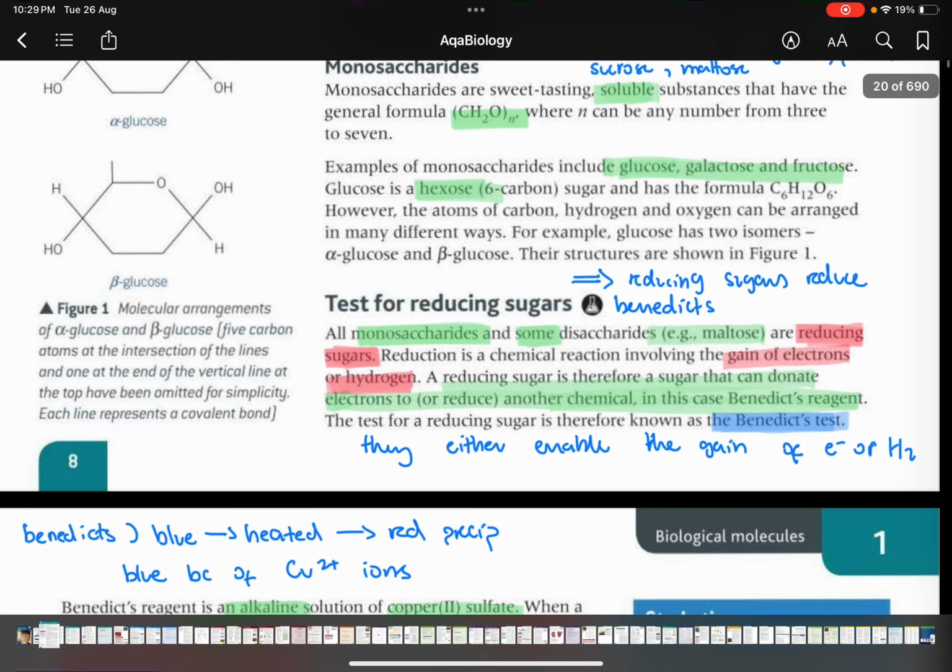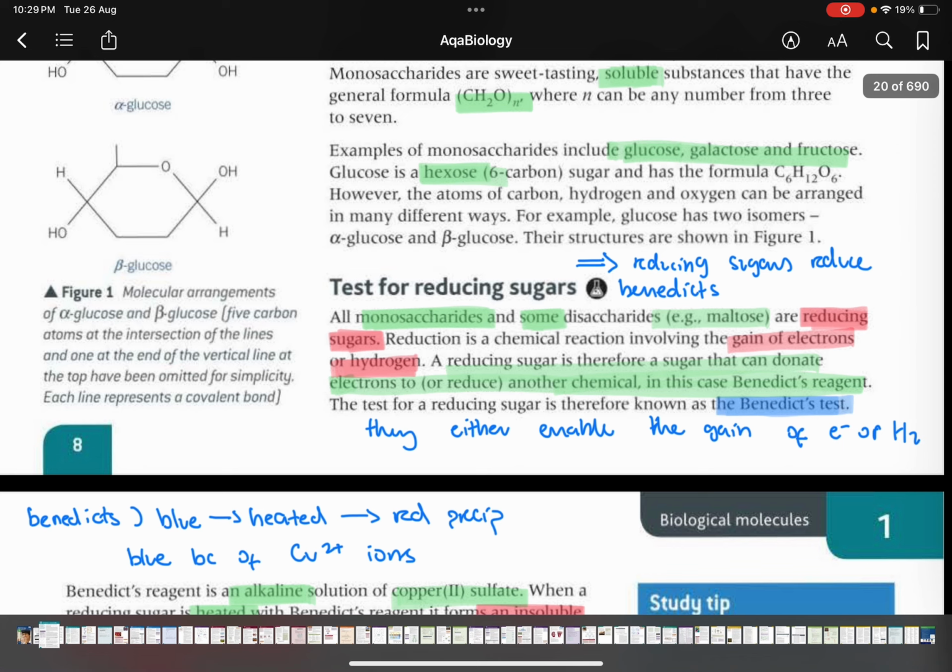Now, we're going to be doing the test for reducing sugars. All monosaccharides and some disaccharides are reducing sugars. Reduction is the process, we learned about this in chemistry, by which a substance gains electrons or gains hydrogen. Oxidation is the opposite: you lose electrons or lose hydrogen, or you could also gain oxygen. But that's not what we're referring to in this specific scenario. Reducing sugars donate electrons or hydrogen, allowing another substance, in this case Benedict's reagent, to be reduced.